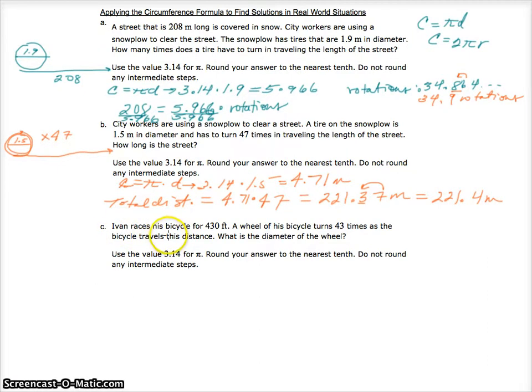Let's look at part C. Ivan races his bicycle for 430 feet. A wheel on his bike turns 43 times as the bicycle travels the distance. What is the diameter of the wheel? This one's a little tougher because we have to picture the wheel without knowing anything about it. So it's going to go 430 feet. And it's going to spin an unknown distance, C. It's going to go that far 43 times.